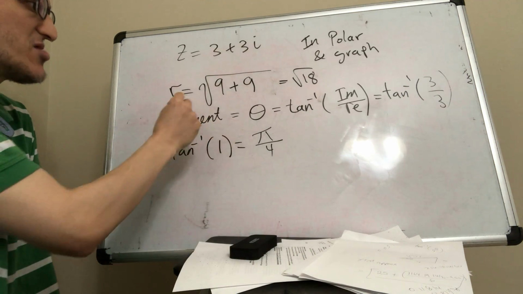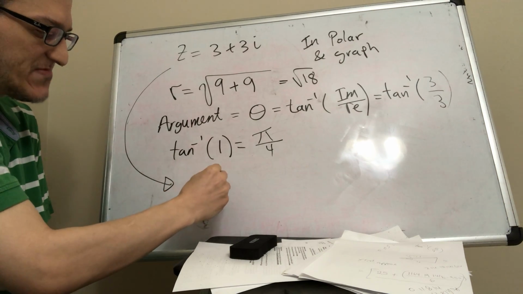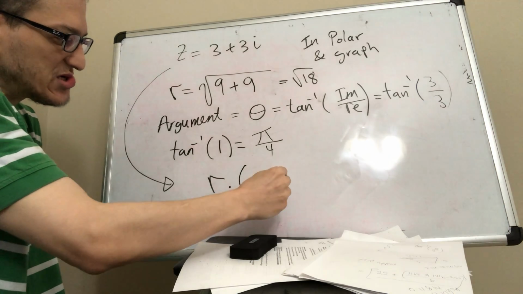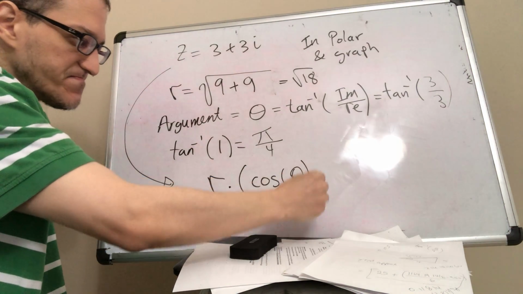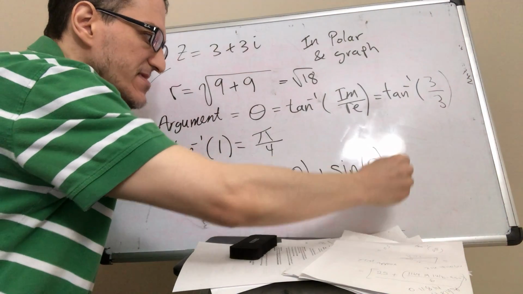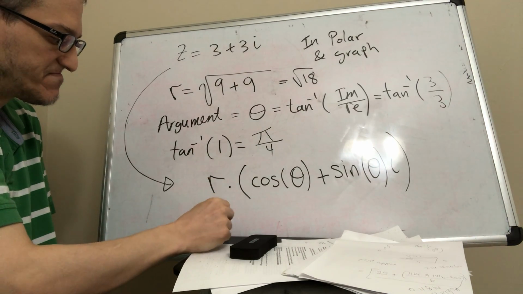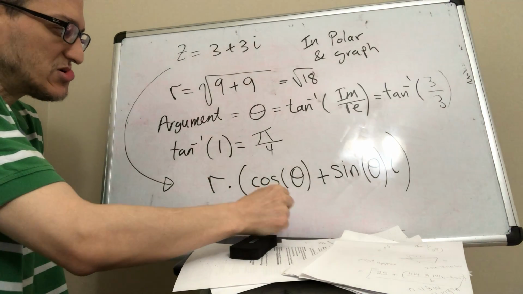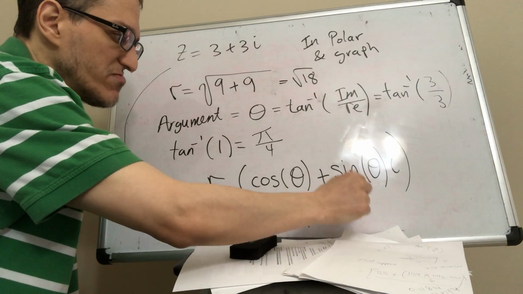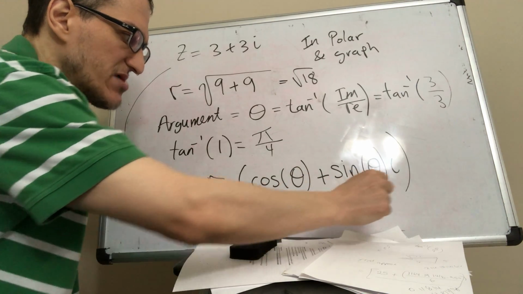So once you have the argument and R, the polar form, you put the R value times cosine of theta plus sine of theta times I. So root 18 cosine pi over 4 plus sine pi over 4 I. And maybe put the angle in brackets.